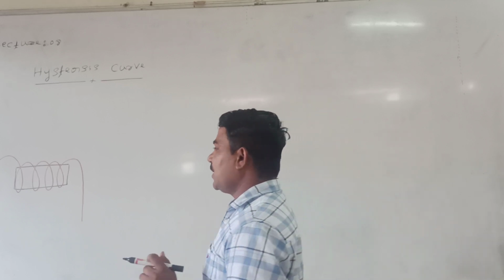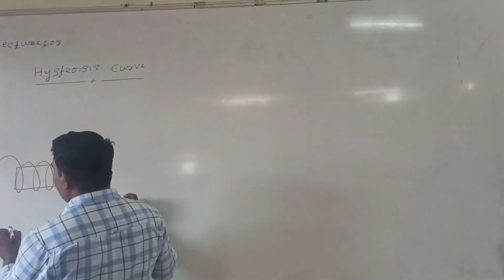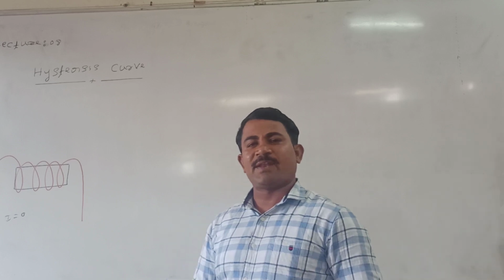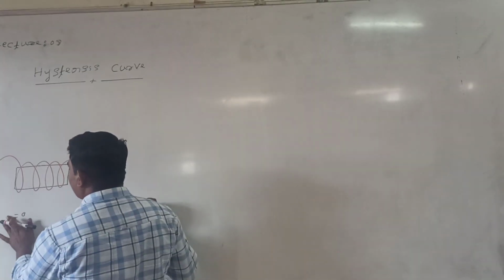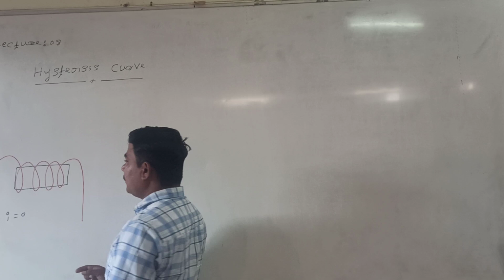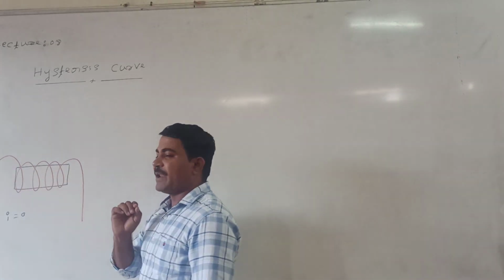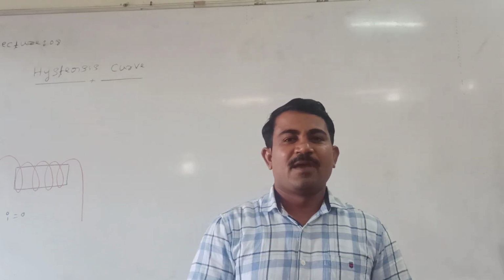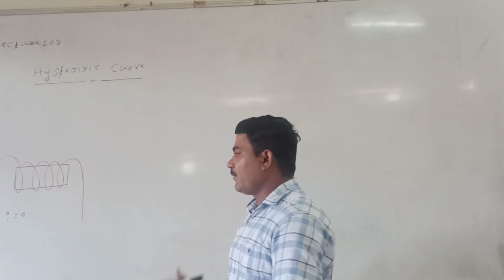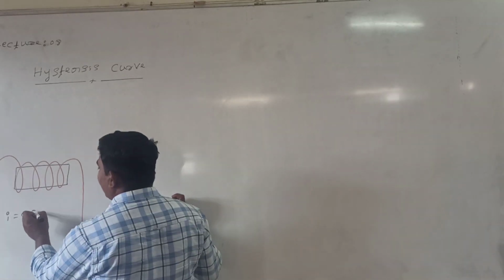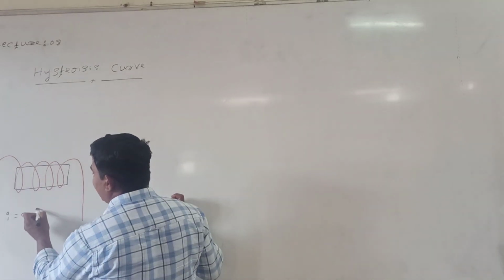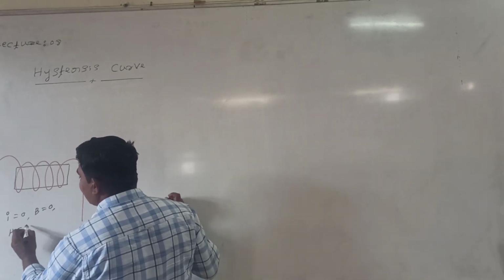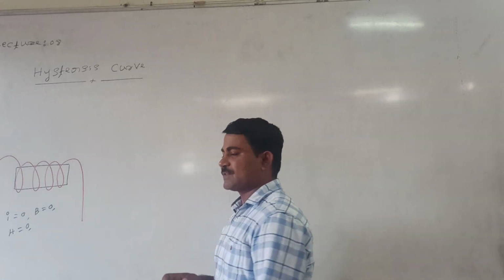Initially we know that when no current flows in the solenoid, current is 0. Wherever current is 0, this ferromagnetic material never magnetizes. I mean no magnetic moment can develop in it. So wherever no current is there, the magnetic induction B is 0, and the magnetic intensity also is 0.